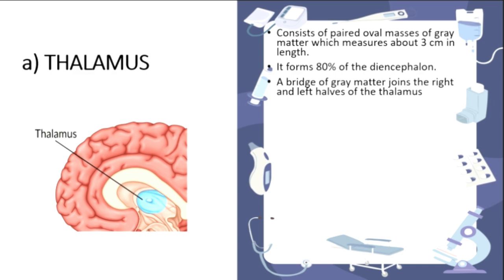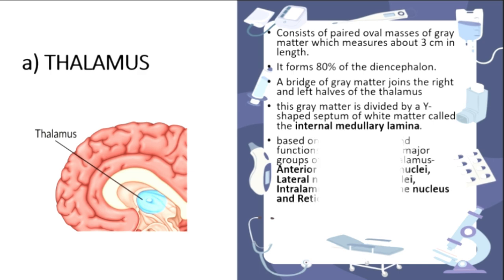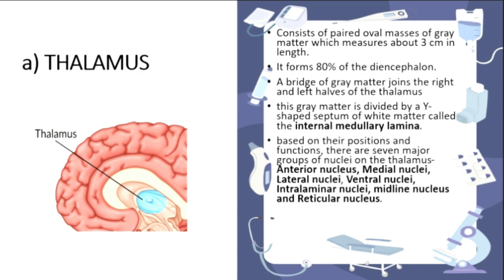The remaining 20 percent is covered by the epithalamus and hypothalamus. These are the two parts which cover a much lesser part than the thalamus in the diencephalon, not the overall brain. In the overall brain, the largest part is covered by the cerebrum. And in the diencephalon, the largest part is covered by the thalamus.